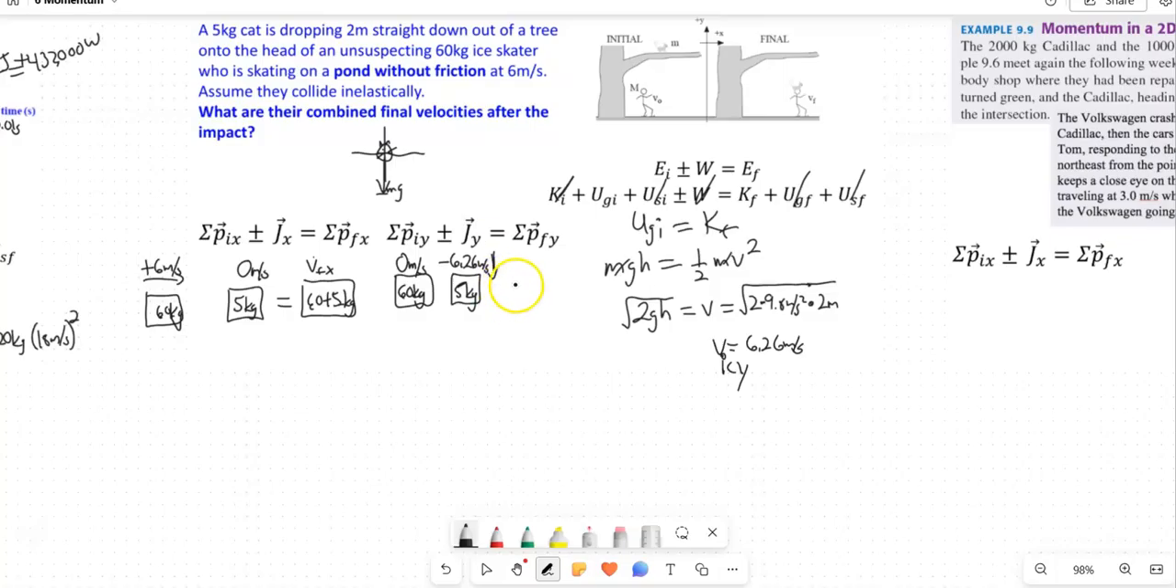Now, after they hit and combine, there's still an impulse, and I forgot to add the little impulse here in the x direction. So plus an impulse, and this is going to be plus an impulse in the y direction. However, in the y direction, after they hit and combine, 60 plus 5 kilograms, they are not going to be moving in the y direction. They are going to just be moving in the x direction.